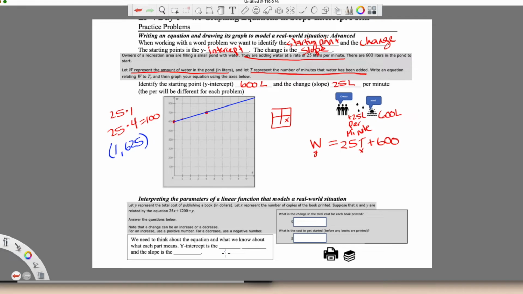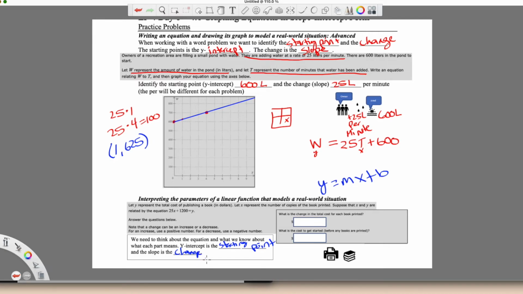So let's look at this first. We need to think about the equation and what we know about what each part means. So the y-intercept is our starting point. And remember, in all of the other equations that we've been working on, that's the number that's just added to the end. That's my y-intercept. So if I go back to just mx + b like this, that is the b, the y-intercept. It's being added or subtracted from the multiplication piece. And then the slope is the change, and that's going to be the multiplication that we see happening.